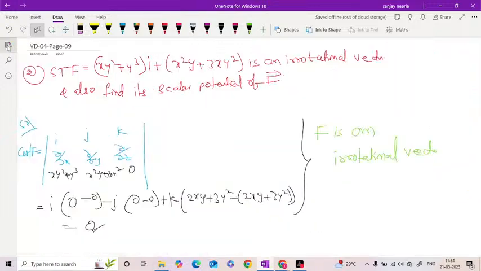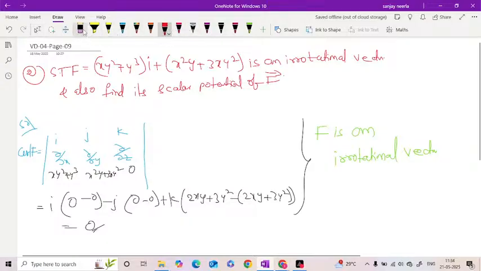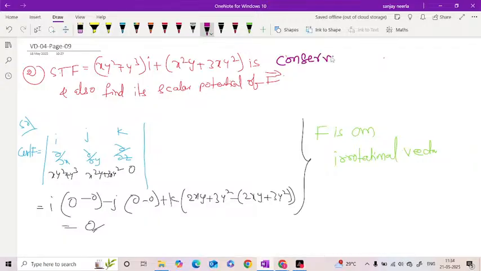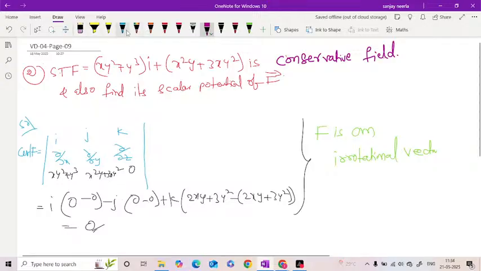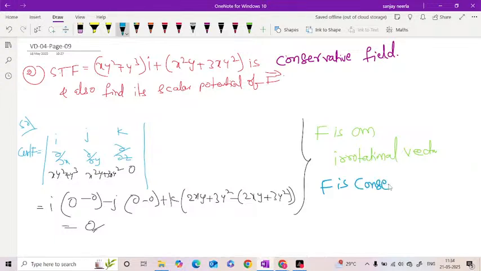Okay, now come to the first question. Sorry, second question. Show that the given vector is a conservative field. That means you have to prove that the curl of this f must be 0. So curl of f is 0. So this f is now a conservative field.